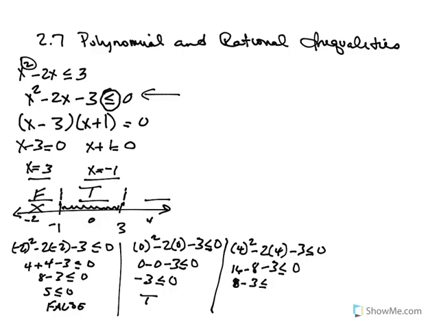8 minus 3, so 5 is not less than, so we get a false. So this is a false statement, which means that it's not part of the solution. So the solution here would be negative 1 to 3 in brackets because it was or equal to. Okay? Now, what the shortcut tells you is that you don't need to do all that testing. There's two things you can do to apply the shortcut.